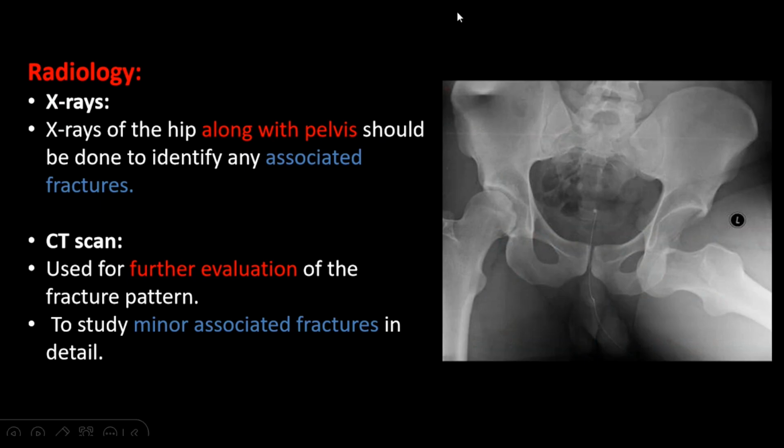Radiology. So the very first is the x-ray. X-ray of the hip along with the pelvis should be done to identify any associated fracture or injury in that area. Further, one can go for CT scan. The CT scans are used for the further evaluation of the fracture patterns and to study the minor fractures which are present, those minor fractures which are difficult to see on the plain x-ray.